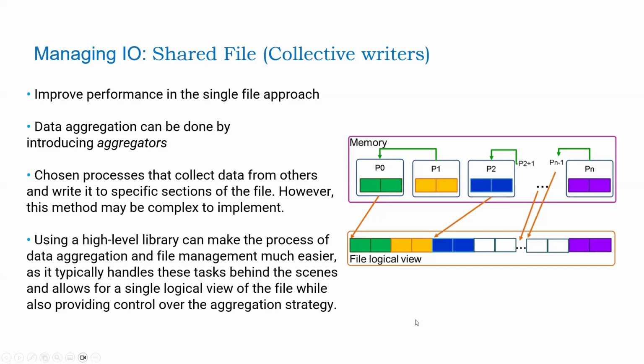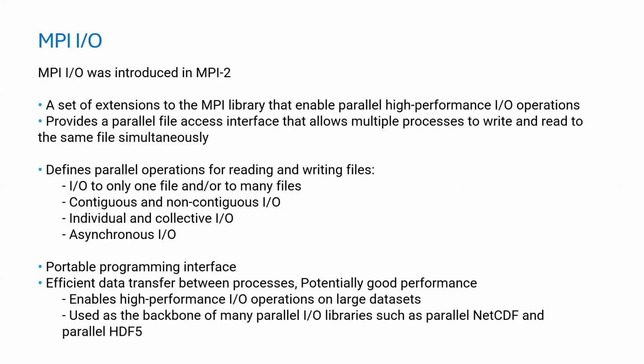So we know there are all kinds of approaches, and now we are down to the real approach. Let's call it parallel MPI-IO. MPI-IO was introduced in MPI-2. By definition, to talk generally about what MPI-IO is, it's a set of extensions to the MPI library that enable parallel high-performance I/O operations.